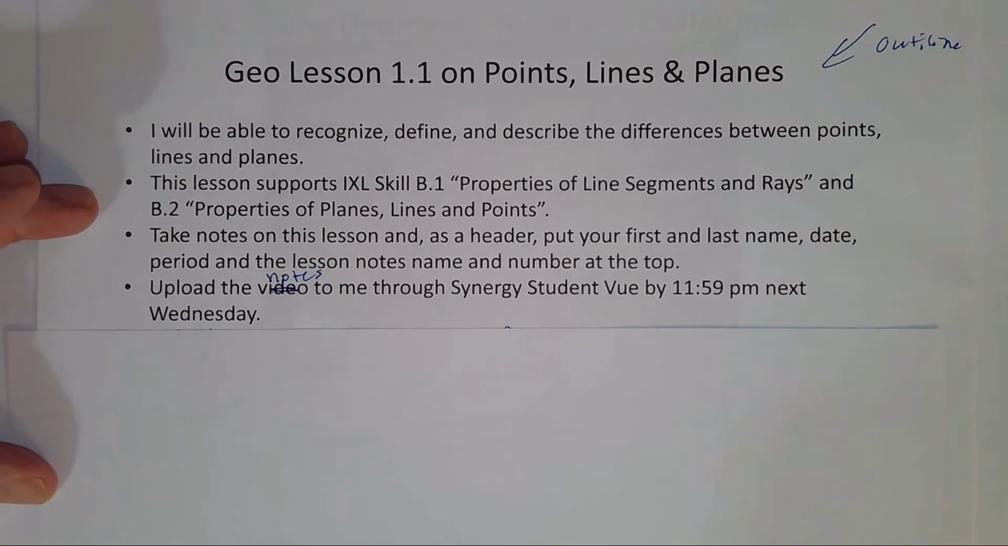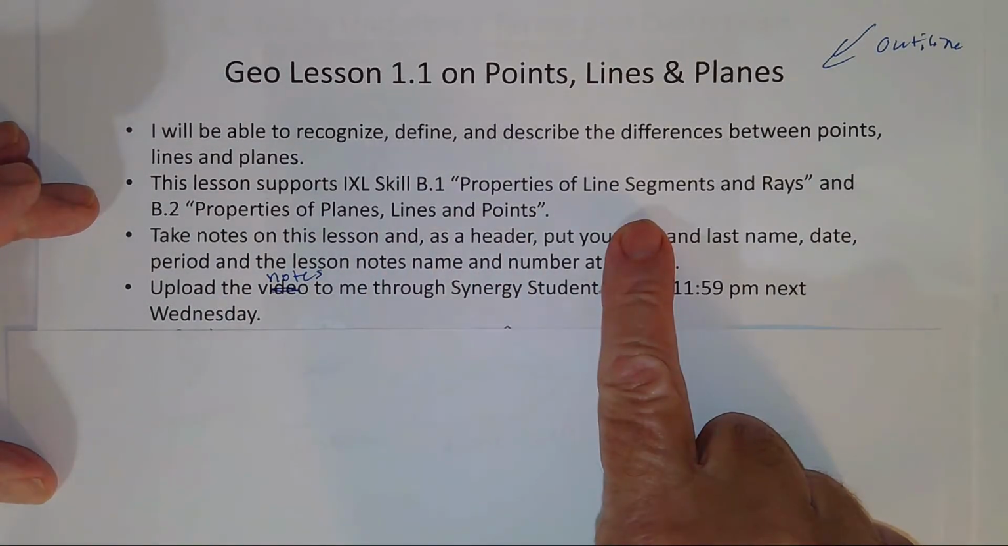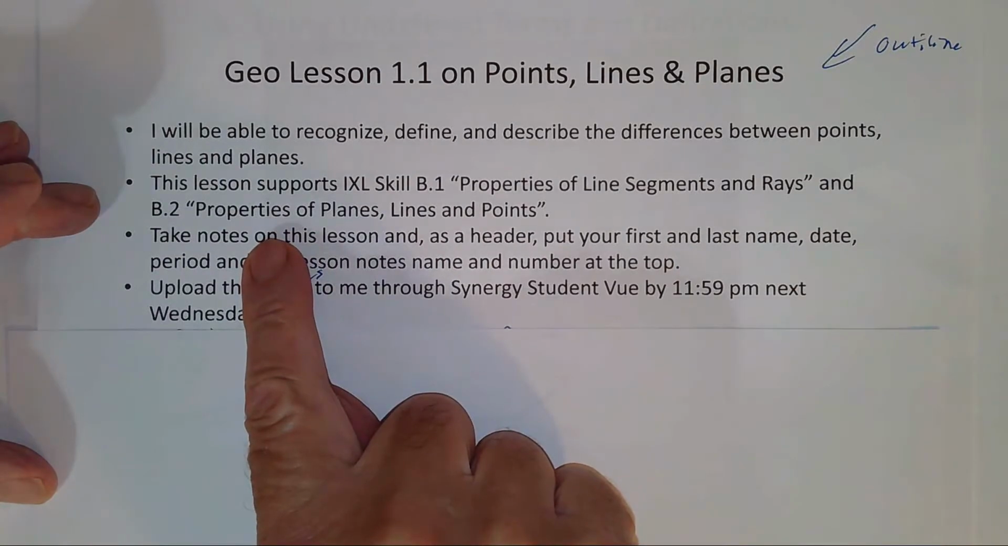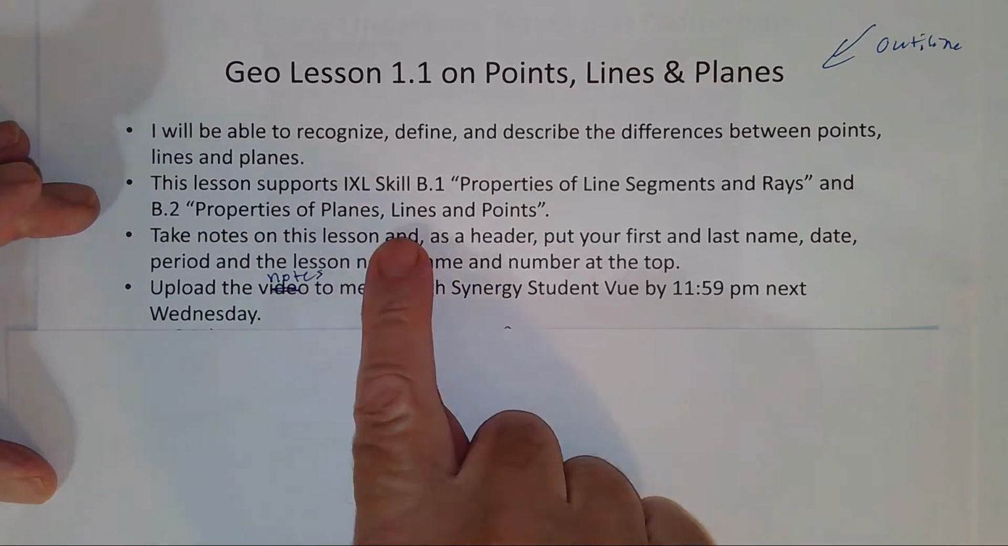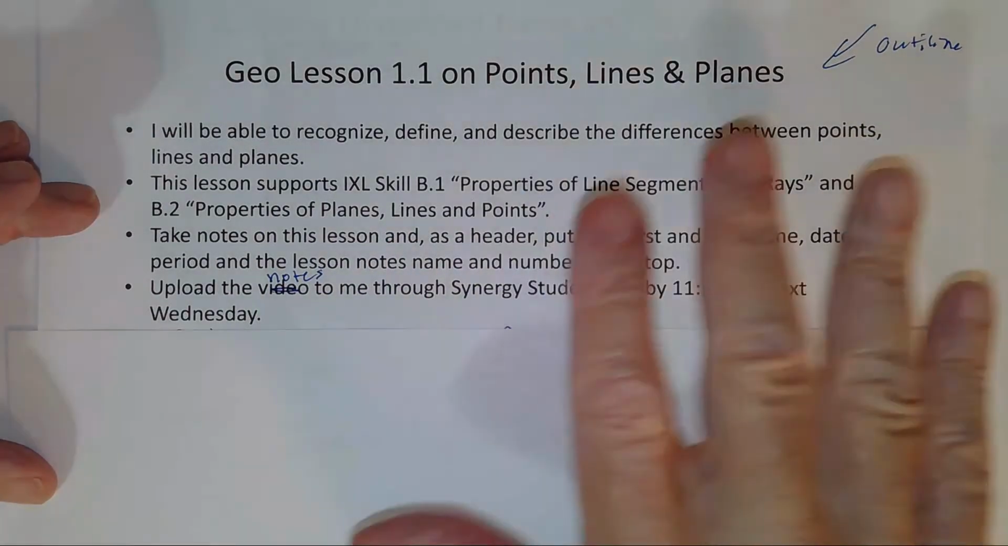This lesson also supports a couple of IXL skills. One is on properties of line segments and rays, and the other one, B2, the first one was B1, supports properties of planes, lines, and points. So we're going to be looking at all those things in our discussion today.